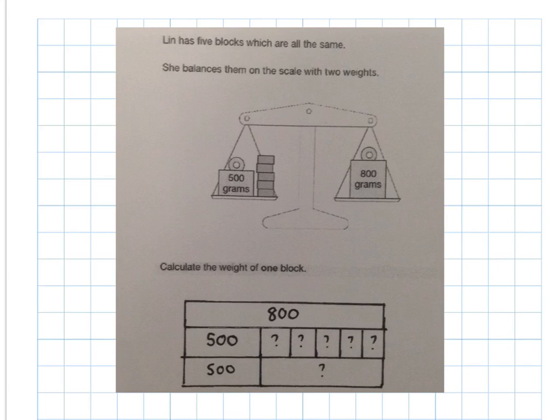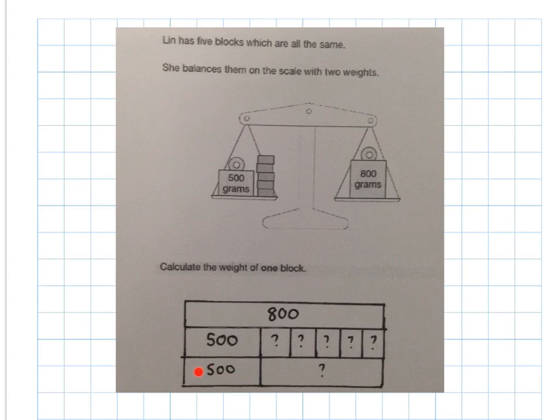Now I've actually drawn my bar model not quite accurately, because you should be able to know just by estimating that these 5 blocks actually weigh more than this 500 grams here. So really, my 5 blocks should be over here, and my 500 grams should be over here. But it doesn't really matter for the purposes of solving the problem.